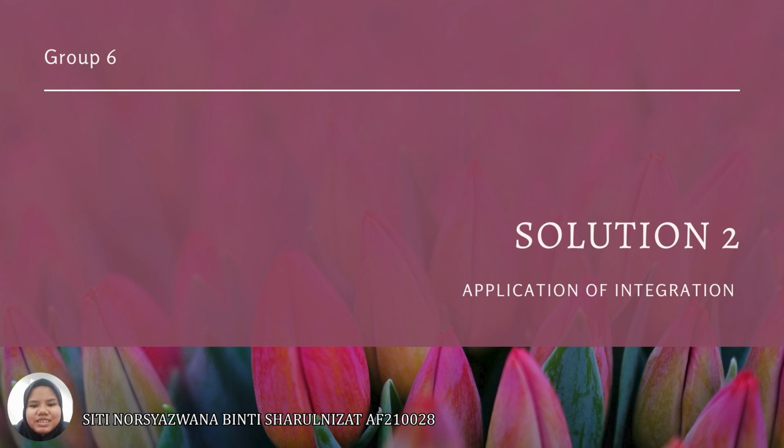My name is Siti Nursyazwana binti Syahrinizat. I will explain about solution 2. To find the energy, we can use two methods. The first method is the trapezium rule, and the second method is the integration approximation function.